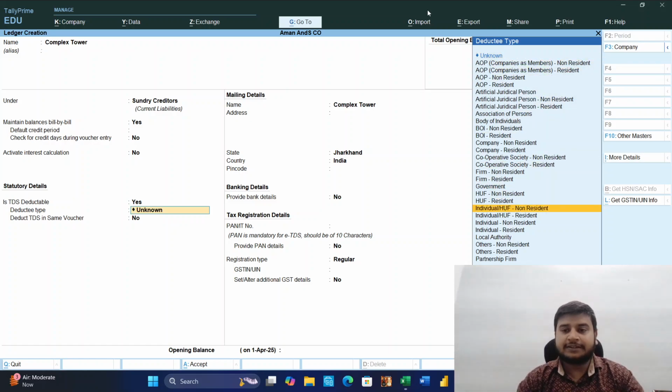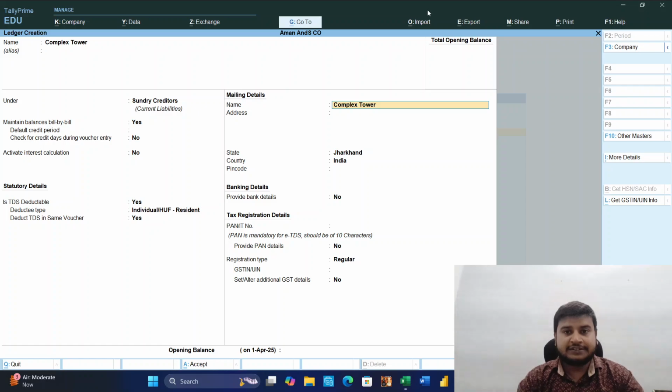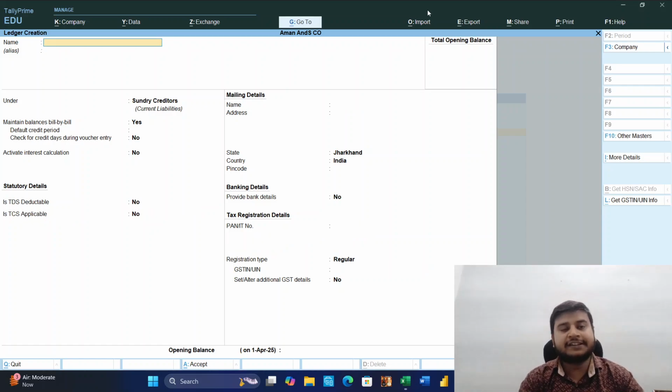Complex Tower is an individual or HUF, or a firm. It is very important to put the correct PAN. So, two ledgers created: rent security deposit, and second is Complex Tower, which is our sundry creditor. Third one is rent expenses.